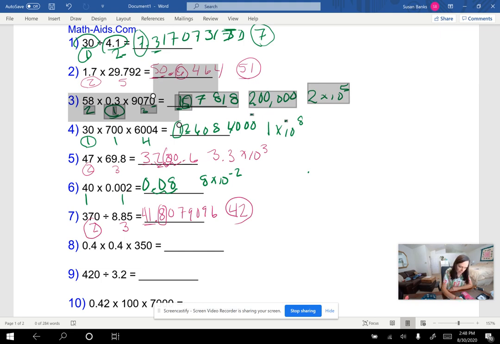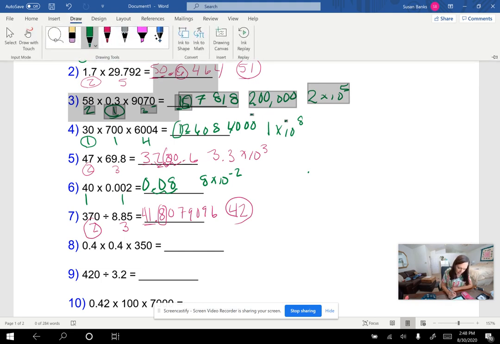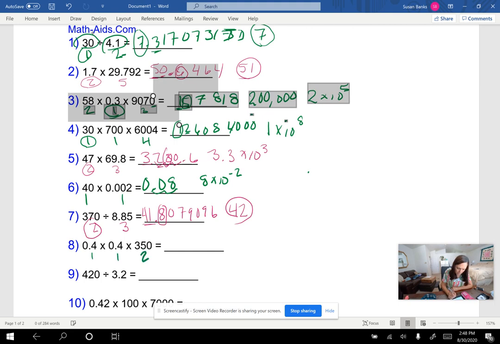Okay. Number 8, I've got 1 digit, and 2. So I can only report 1. So here we go. 0.4 times 0.4 times 350. My calculator gives me 56. 1 digit, that's 6, tells me to round up. So I'm going to report this as 6 times 10 to the 1, or I could also report it as 60 without a decimal point. Either one of those ways of reporting it would be fine.